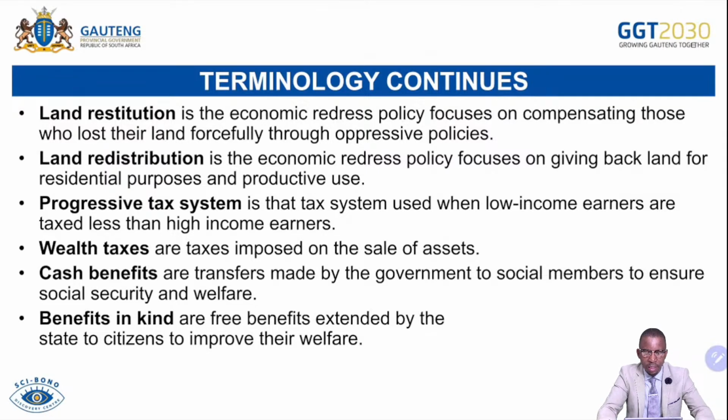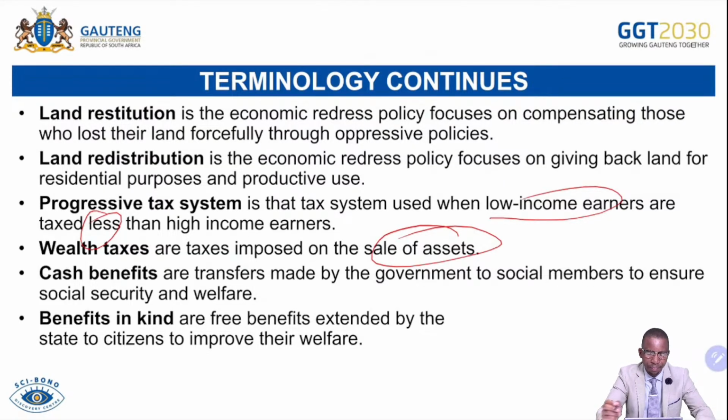A progressive tax system is the tax system where low-income earners are taxed less than high-income earners. Wealth taxes are taxes imposed on the sale of assets. Whenever we are selling an asset, we pay what we call the wealth tax.